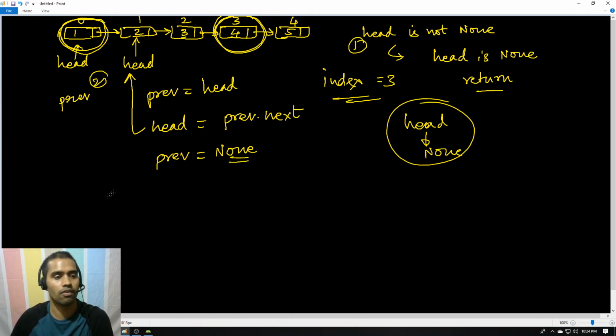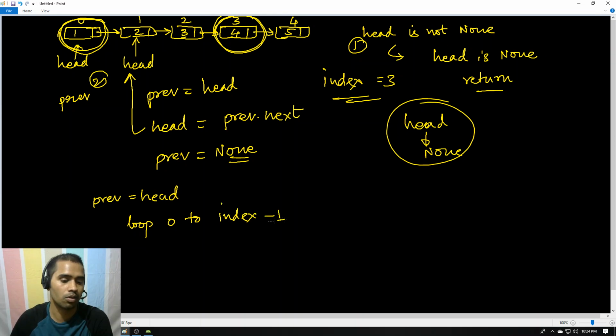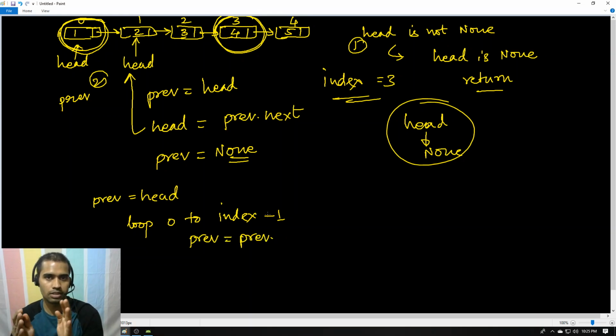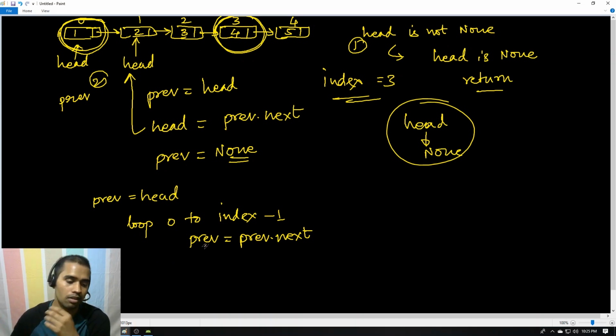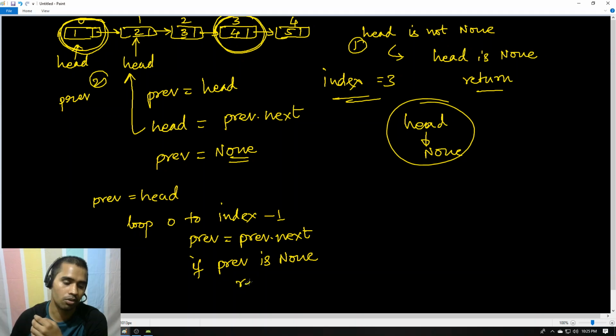In that case we will mark previous as head, and we will loop from 0 to index minus 1, moving ahead. It's a traversal of the list, previous of next, and we need to check that we are not reaching the end. If previous is none, then we need to break, coming out of the loop because we have found the end.